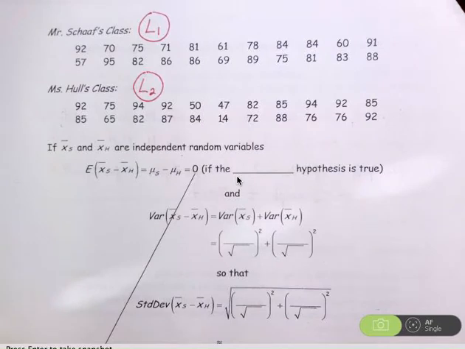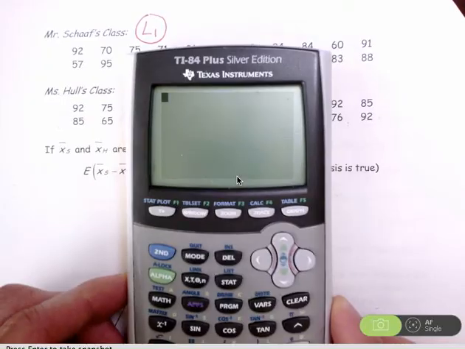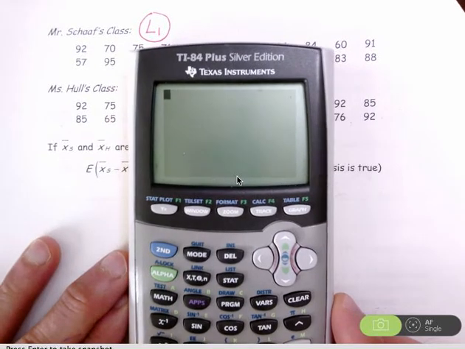I want to talk about what we see in the sample data, and then in the second video we'll actually do the test and complete the calculations. So if you haven't entered the data already, pause the video and then start playing it again, and we'll talk about what we see. So in terms of these two lists, again, I have my class in list 1, I have Ms. Hull's class in list 2.